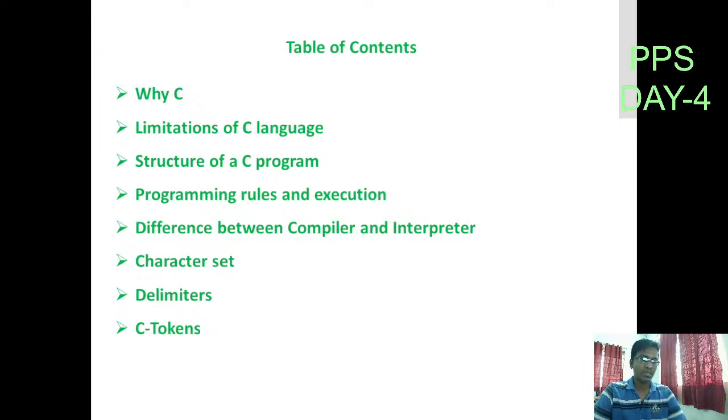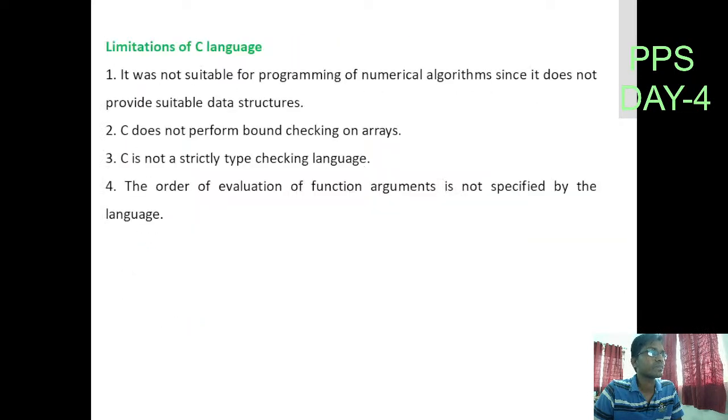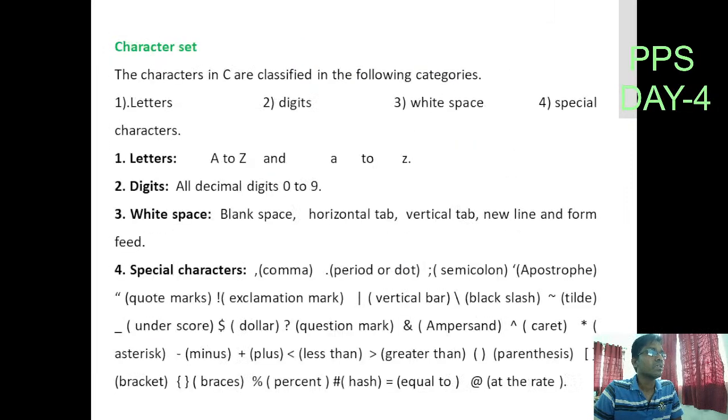We will start by discussing character sets, delimiters, and after that tokens. So what is a character set? The characters in C are classified in the following categories. That means it may contain letters, digits, white space, and special characters. So the character sets are classified into letters, digits, white space, and special characters.